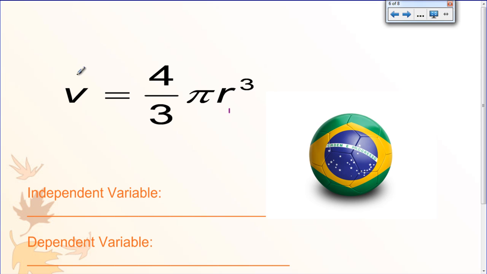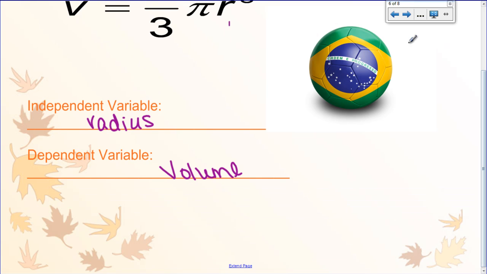Like I told you before, when you have an equation and you want to find the independent and dependent variable, the dependent variable is always the variable that is all by itself. So in this case, the dependent variable is the V, which stands for volume. That's because in order to find the volume, I have to know what the radius is. So my independent variable is the radius. That's the thing I have to know to find out the other thing.